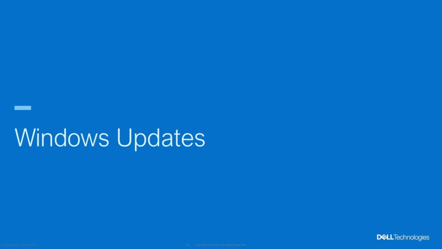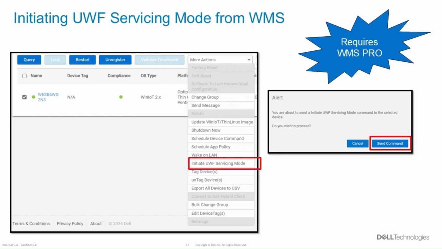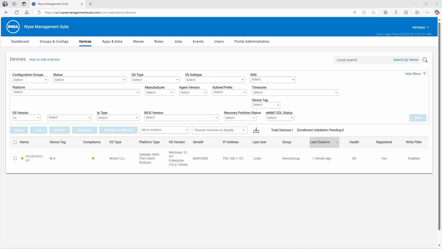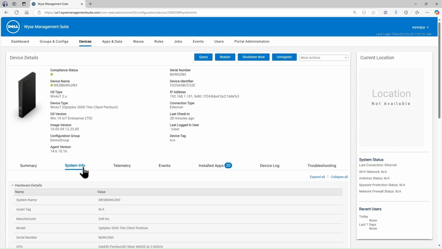So let's talk about now updating the device to get the latest Windows updates. And I'm going to use the unified servicing mode. This is a pro feature that's available on here. Here's some of the screenshots that you'll see as we go through this, and you'll see that it's in progress. So what I'll show you, there's a couple different ways to initiate this. But before we do that, let's see what we're doing.